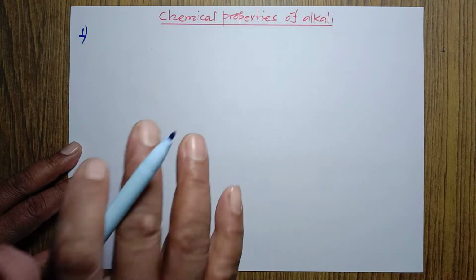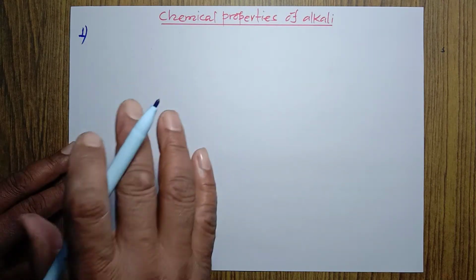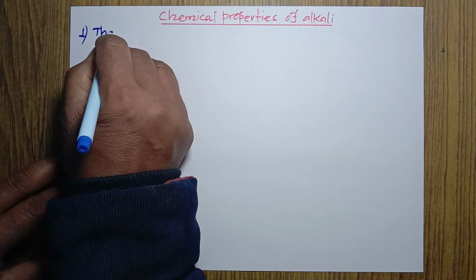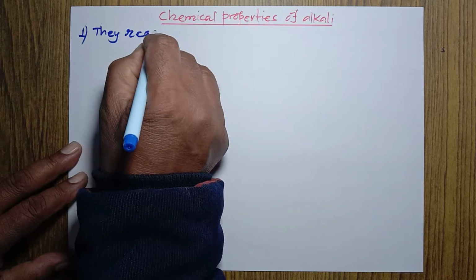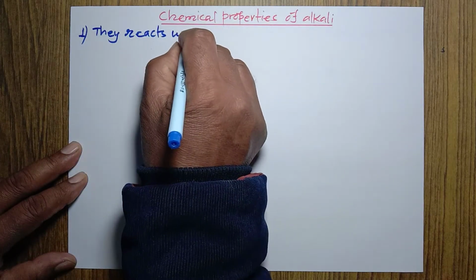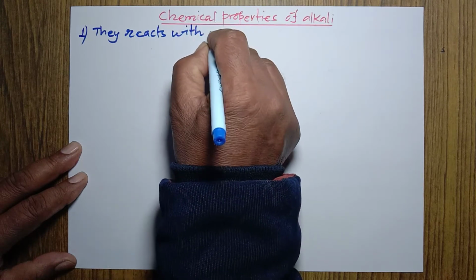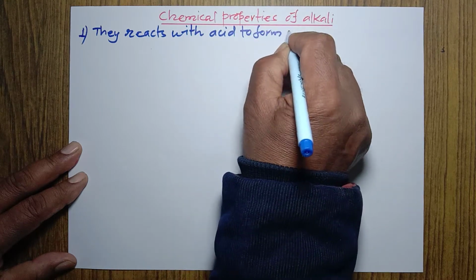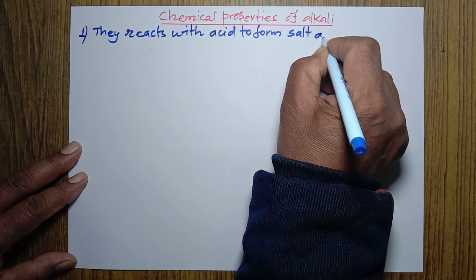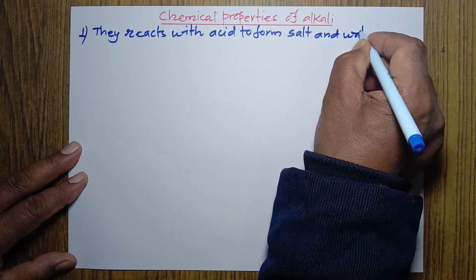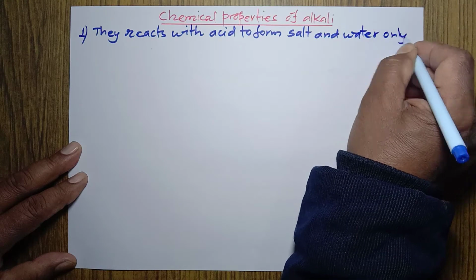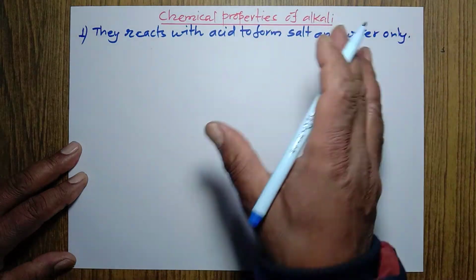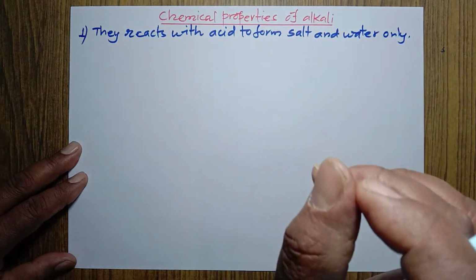We can say that they react with acid to form salt and water only. This is one of the important properties. Why are we saying salt and water only? Because we cannot get any third product, just the salt and water.